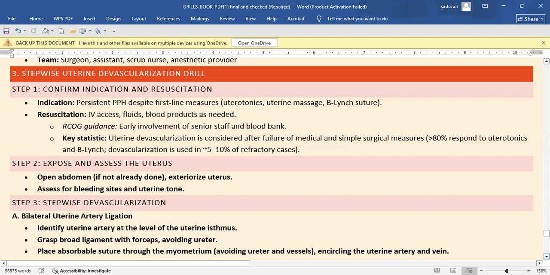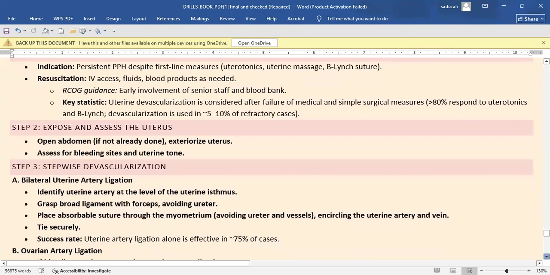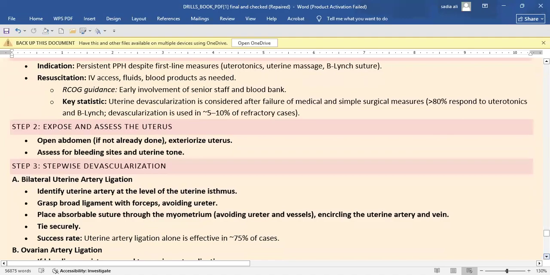Yes. And resuscitation, along with that, we have to resuscitate the patient also, because the uterine artery is the vessel where severe hemorrhage is there. So it is a very obstetric emergency. The key statistic is that uterine artery devascularization is considered after the failure of medical treatment and Bellench suture. Okay, then in 5 to 10% of patients uterine artery devascularization can be done. So how to expose? First, we open the abdomen.